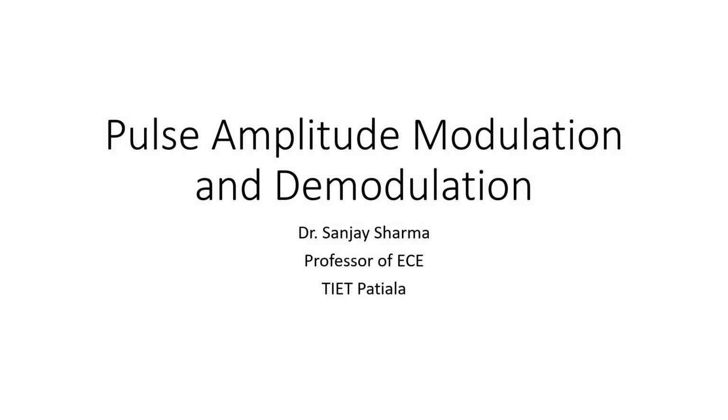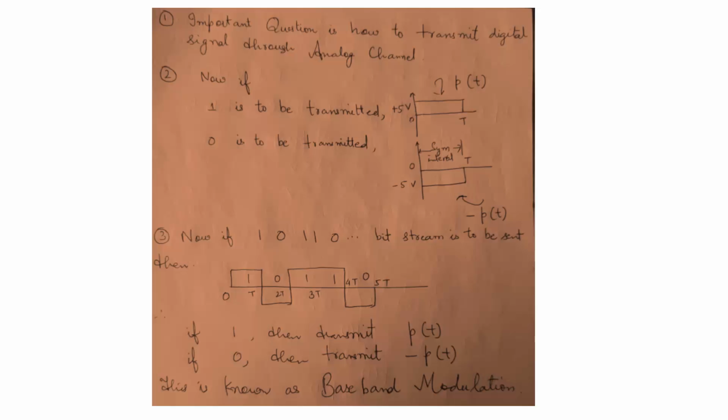Hello everyone. Let us discuss pulse amplitude modulation and demodulation. An important question to answer is how to transmit a digital signal through an analog channel. So we have digital data, that means an input bit stream is there, and we have to transmit that input bit stream into the channel, which is analog.